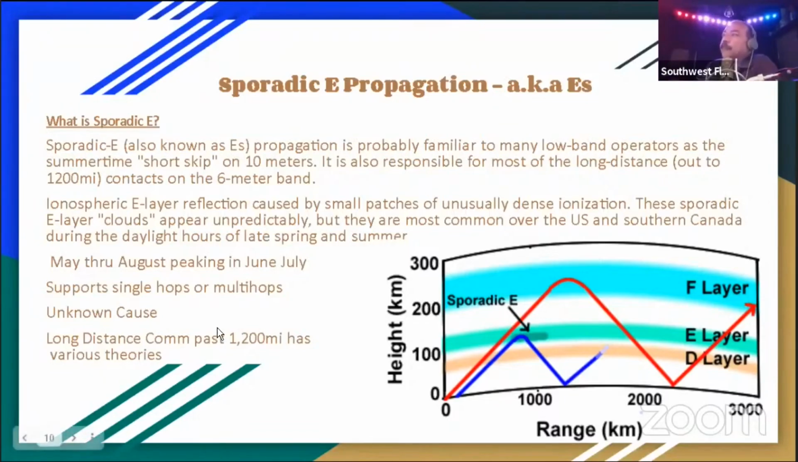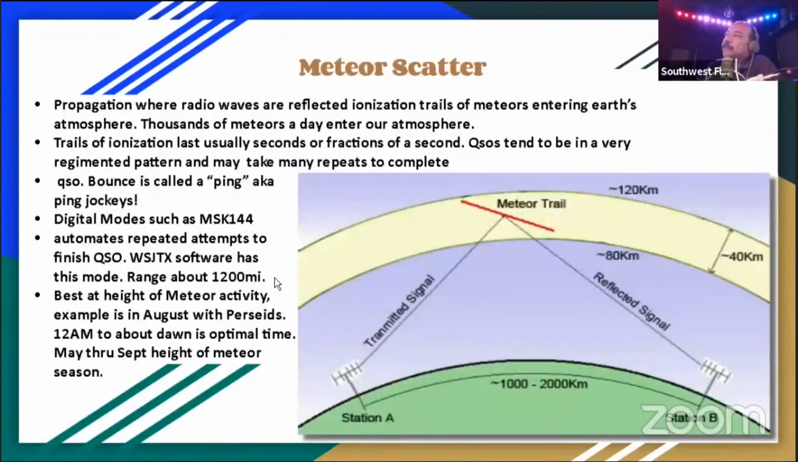But it peaks May through August, and really it's supposed to be later May through June when it's hot, and then waning off in July. Supports single hops or multi hops. Its exact cause is not completely understood, although there's a lot of theories out there. But as you know, science is never settled, and this one really has a lot of theories. When this does open up, there's been some neat reports of people that have gotten really long communications on this. So it's going to be interesting to see. Anyway, I just wanted to mention that real quick.